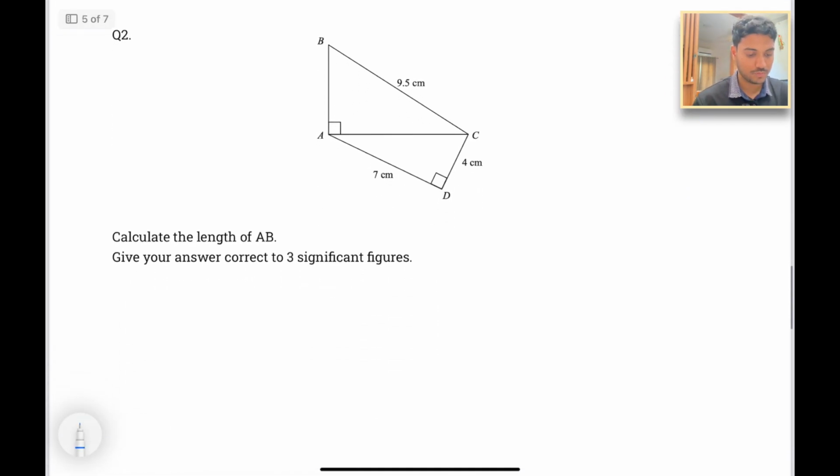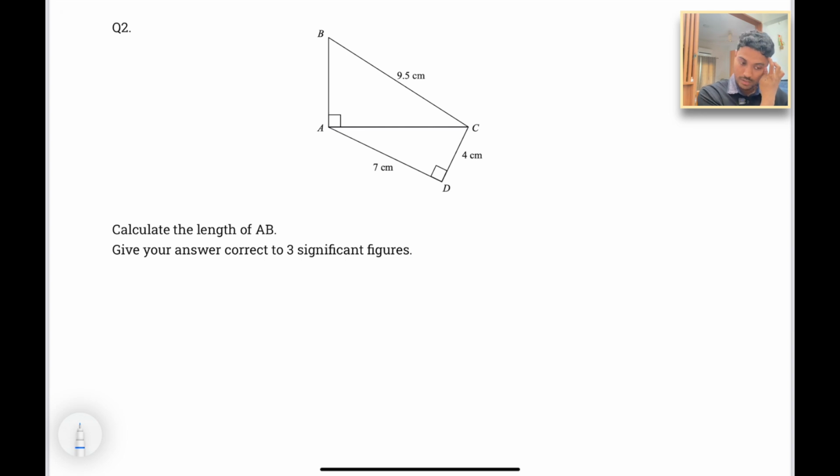Question number 2. Now this is a compound shape. We can see two right angle triangles clubbed together to form one shape, and it says calculate the length of AB. So this is AB. AB is actually, let's say, side C. And to find C, first we have to find this length AC, which is missing.